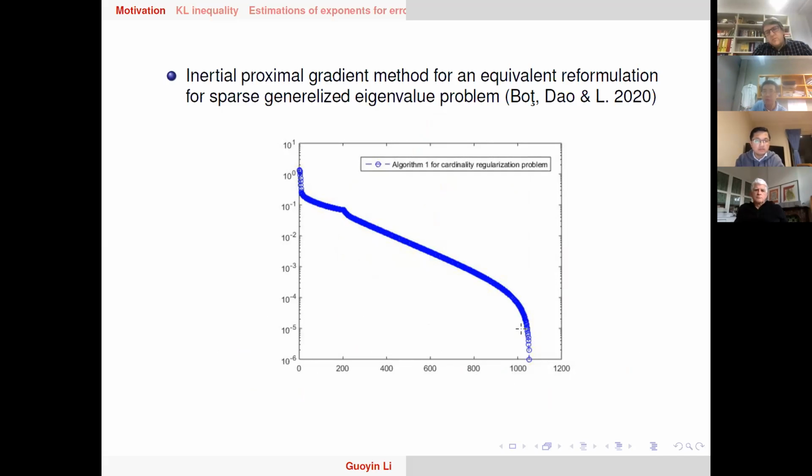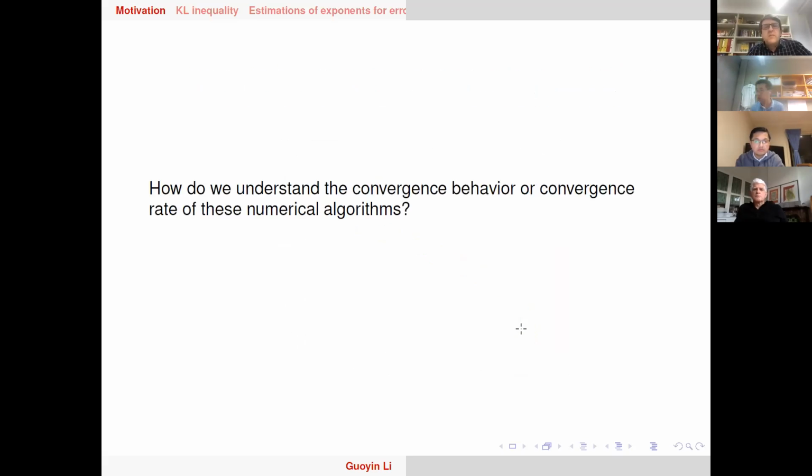So you will be wondering, given the typical methods here, sometimes it converges sublinearly, sometimes it converges linearly, and sometimes it always converges linearly. So what is underlying this kind of convergence behavior? That's really what motivated this talk. We're trying to understand what's underlying the convergence behavior of this numerical algorithm. And that forms the motivation of the talk.